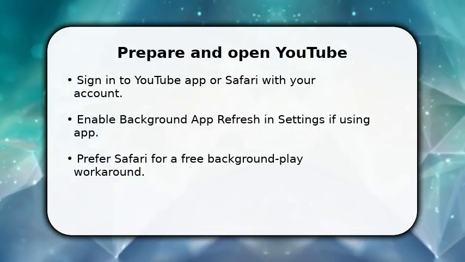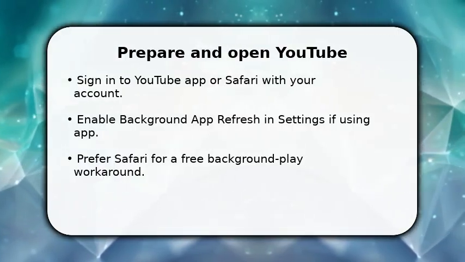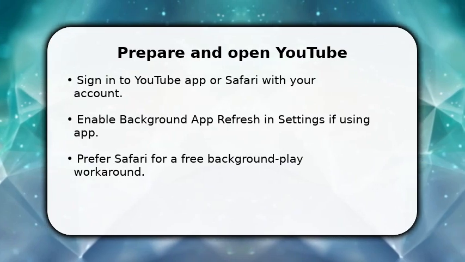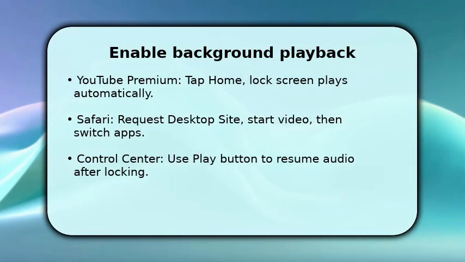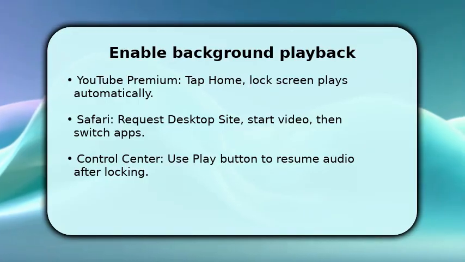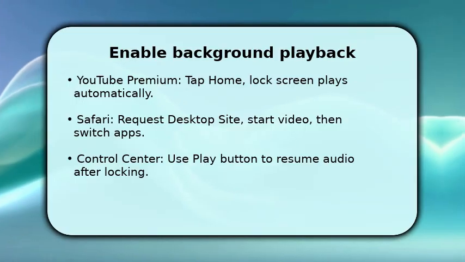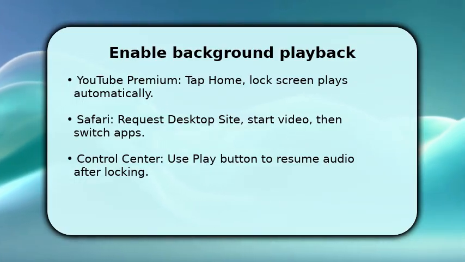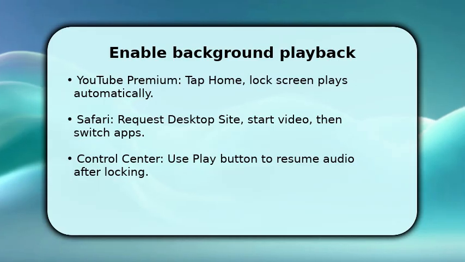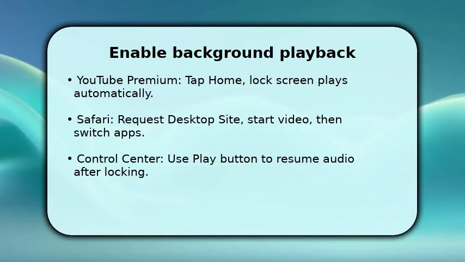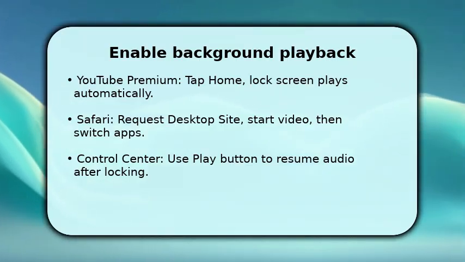Next, enable background playback depending on the method. If you have YouTube Premium, simply start the video, then press the side button to lock the phone. Audio continues automatically. If using Safari without Premium, tap the Share menu, choose Request Desktop Site, then play the video. When you leave Safari or lock the phone, open Control Center and press play to resume audio. These steps work because desktop mode preserves playback.